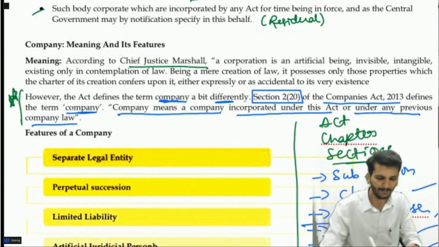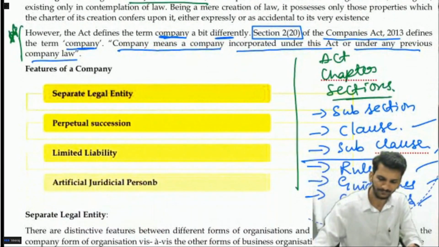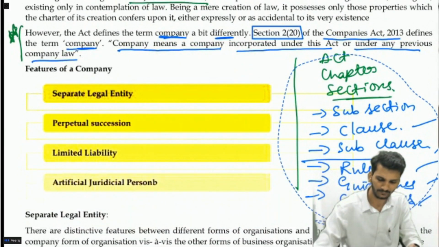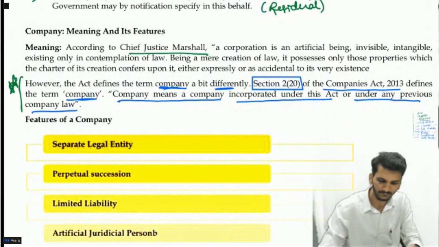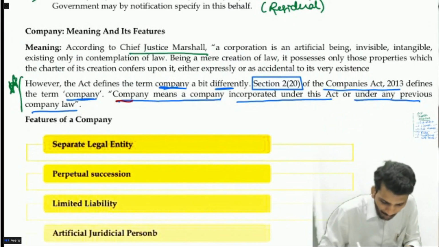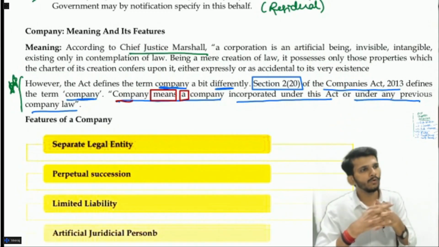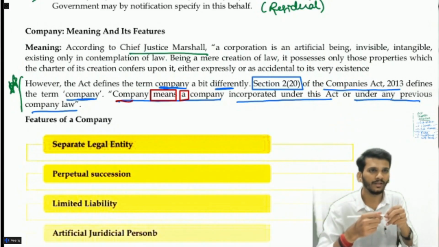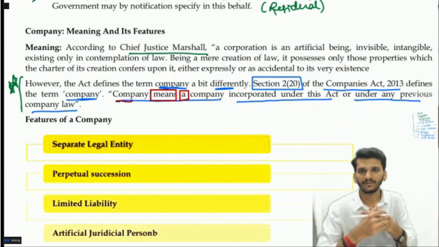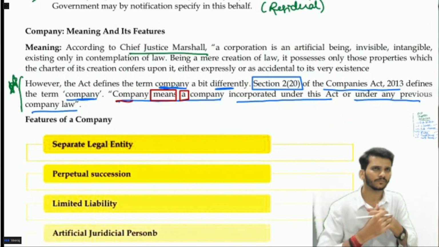I want to highlight some elements here. Sir, what is that element? Here they said company. The first word we have to understand is means. The second word is a. What do you mean by means? Company means a company. Why did they not use any other word than this means? Is there any technical meaning to this means?